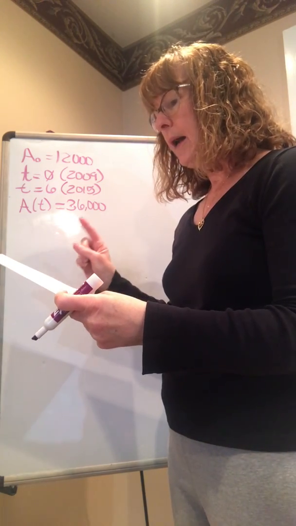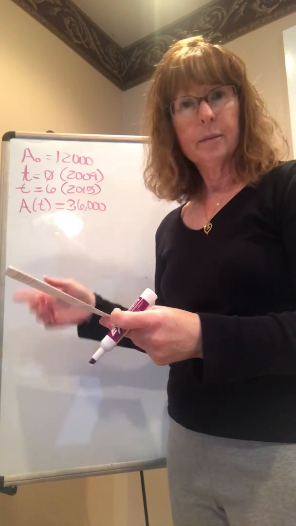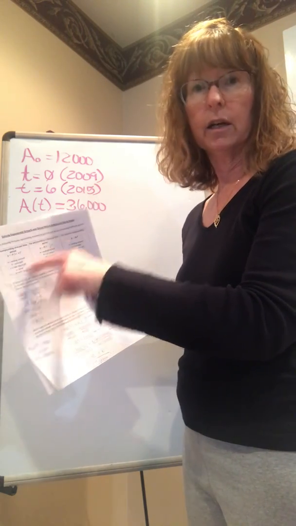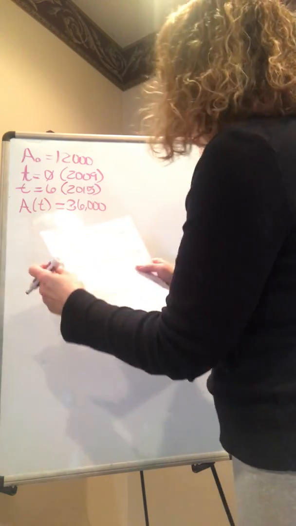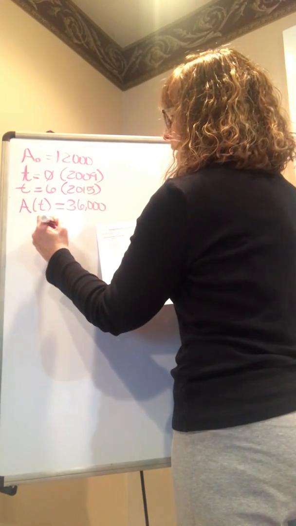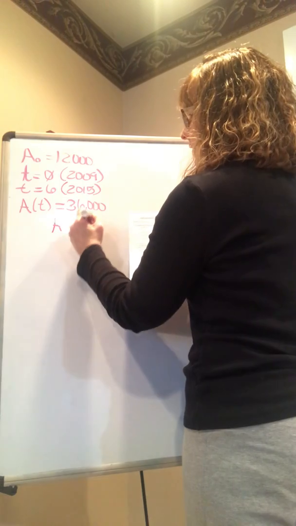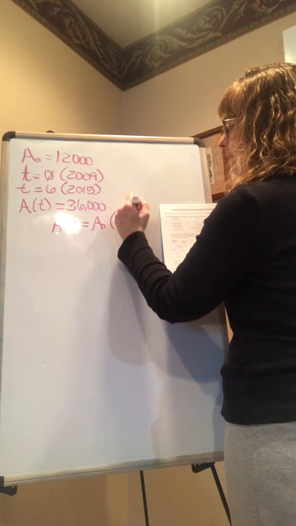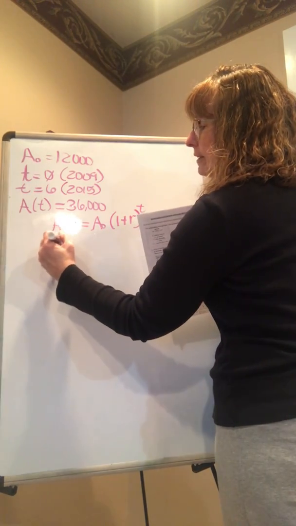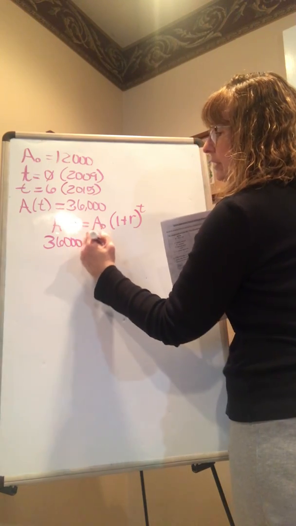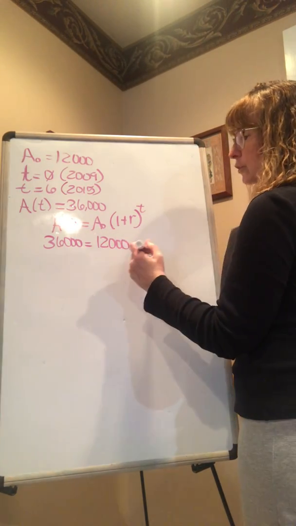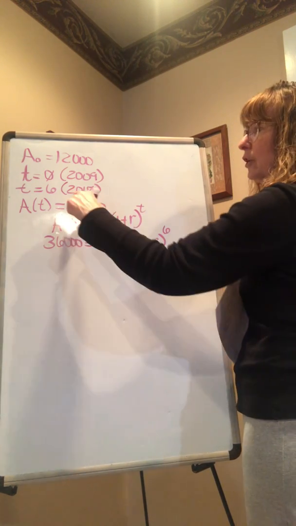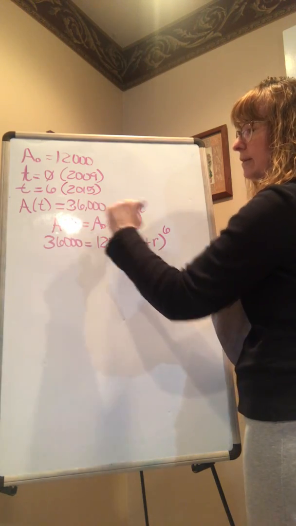Assuming the stock compounds interest yearly. Now, because it said yearly, you have to use this first one. This is the one that's just plain old yearly, no compounding, no continuous. So if we take our original formula, the amount over time, and this is the initial amount, or the principal, 1 plus the rate raised up to the time, we have $36,000 is equal to the initial, the 12,000, times 1 plus the rate. Now the time was 6 years because it took 6 years, 2015, to equal this amount.